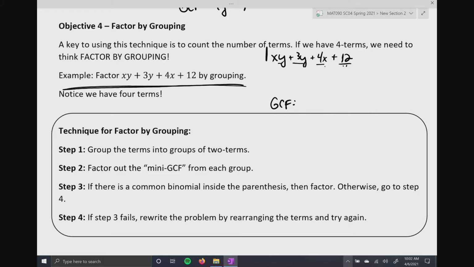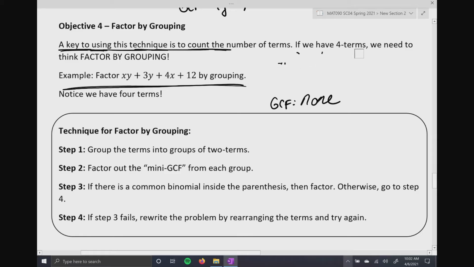I see Jada shaking her head no, and I agree. You do not have a GCF here. There isn't one. Okay? But that doesn't mean you can't factor this. So if you look at what I have right here, I'm just going to erase this now. We don't need this anymore.